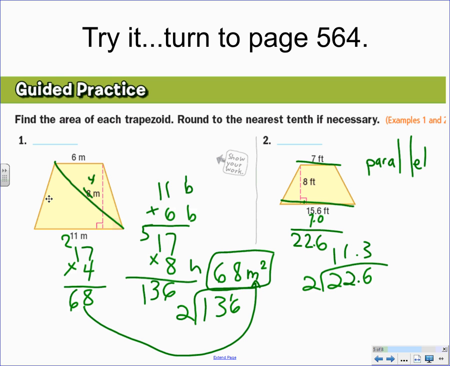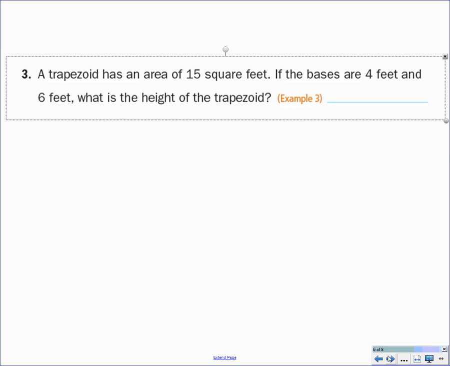And the height is 8. 11.3 times 8. 8 times 8, 64. 90.4 feet squared. All right. Couple more quick ones. Taking too long. Sorry, guys.